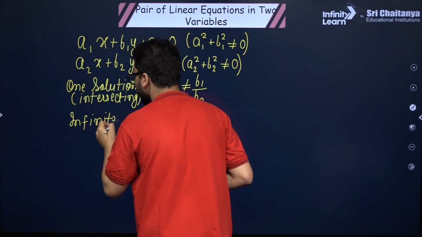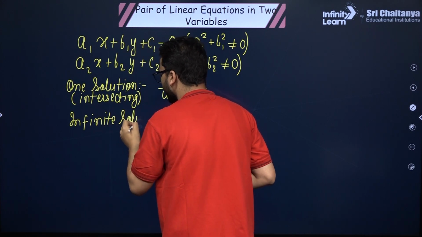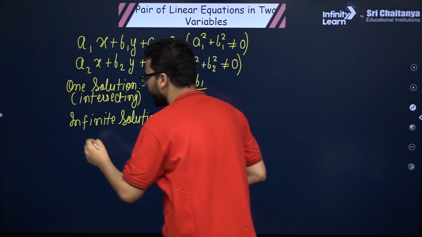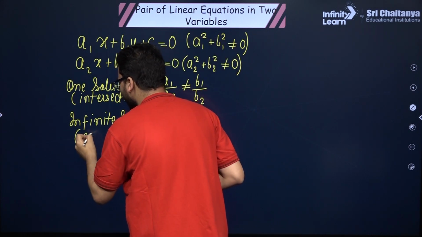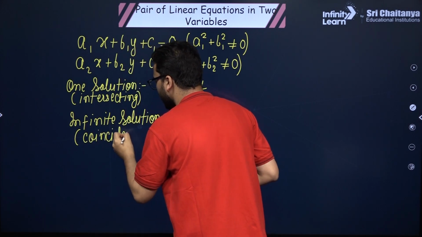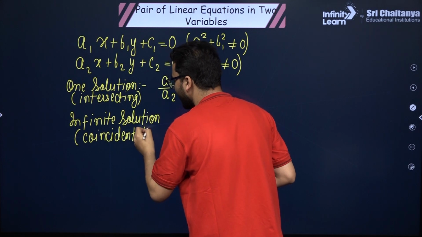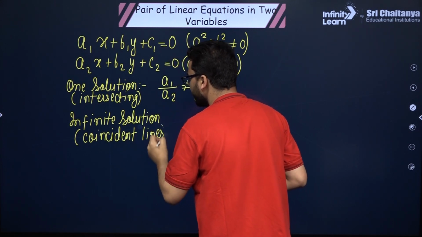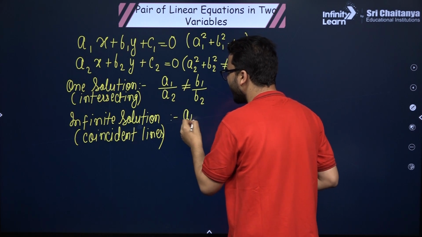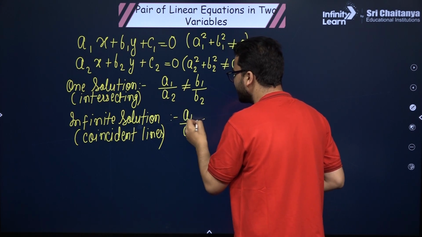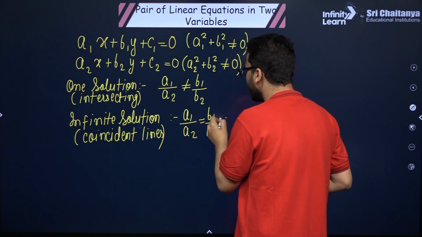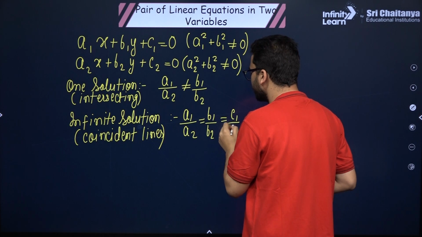Now what is the condition for infinite solutions? Infinite solutions if you have got, and geometrically infinite solutions you write as coincident lines. So the condition for infinite solutions or coincident lines is a1 by a2 is equal to b1 by b2 is equal to c1 by c2.